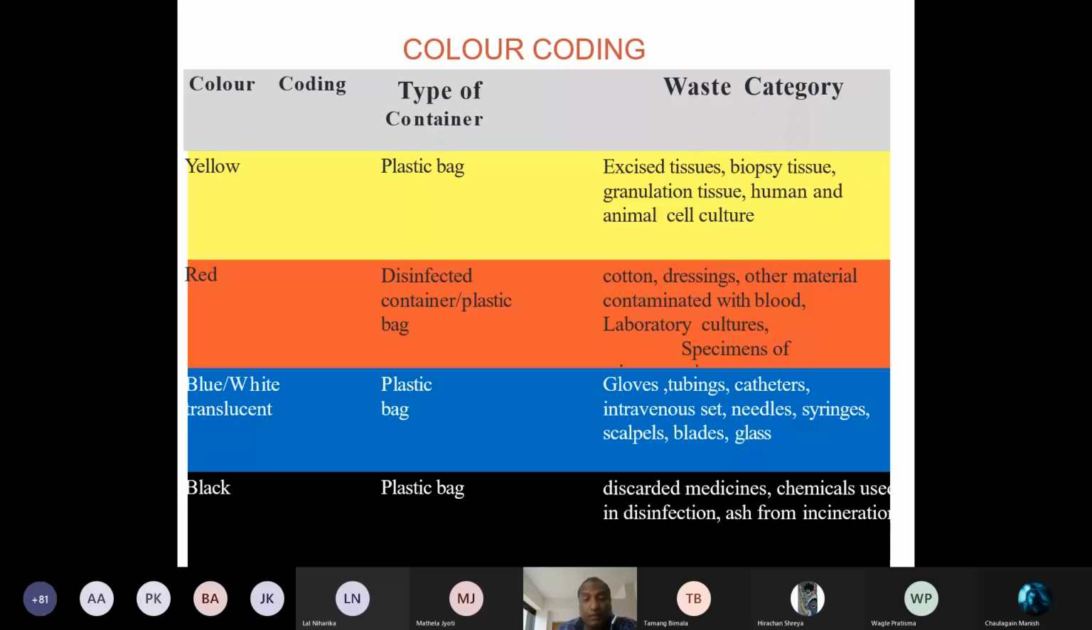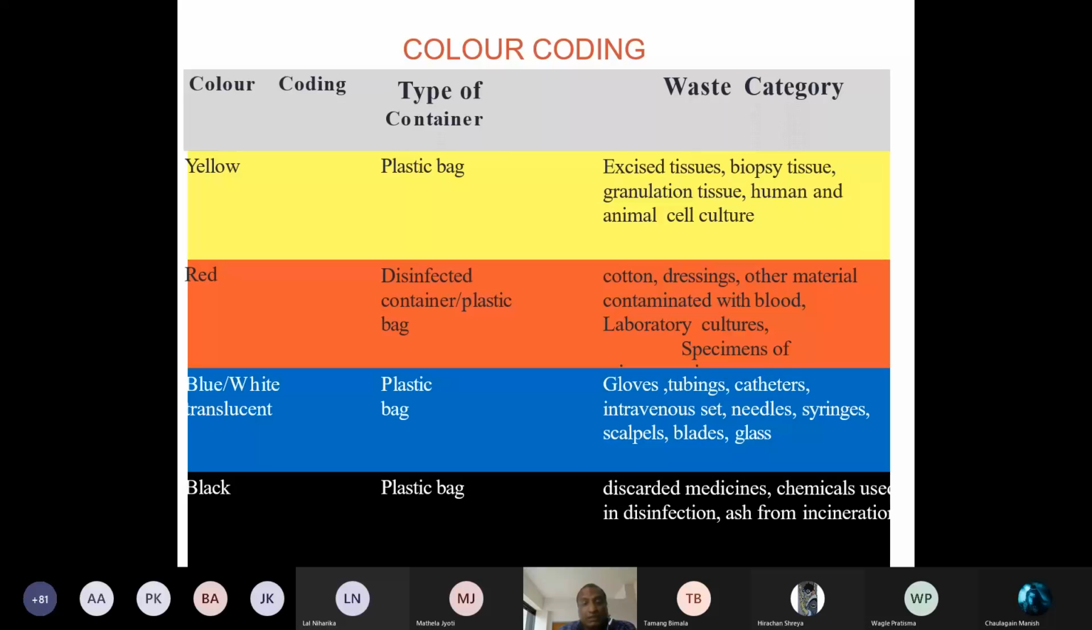So in the yellow bag, the yellow container, what should be there? Excised tissues from anatomy or pathology, biopsy tissue, human tissue, human cells and tissue, and cell cultures. After doing the culture, the samples taken, the test tubes. From that we have to put in yellow.